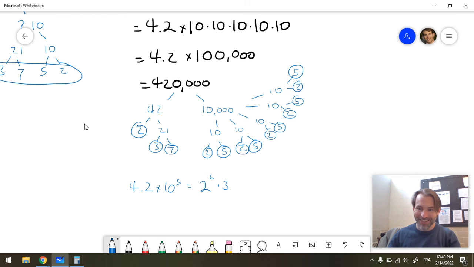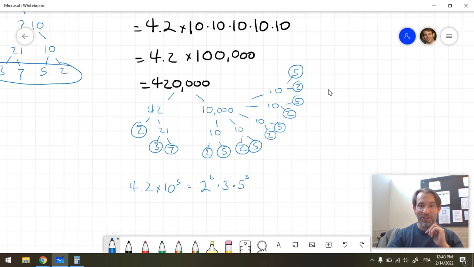Anything to the 1 is itself, times 5 to the how many? There's 5 tens, so there were 5 factors of 5. 5 to the 5. Okay. Now, I could also have written this as 2 times 3 times 7 times 2 to the 5 times 5 to the 5. This was 10 to the 5, and it factored down into 2 to the 5 times 5 to the 5. So there's my prime factorization of 4.2 times 10 to the 5.